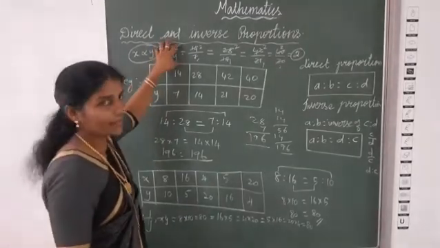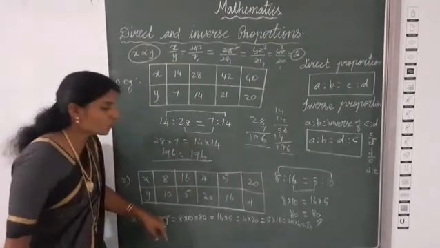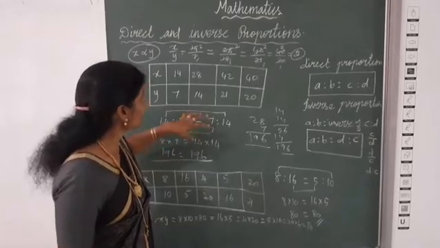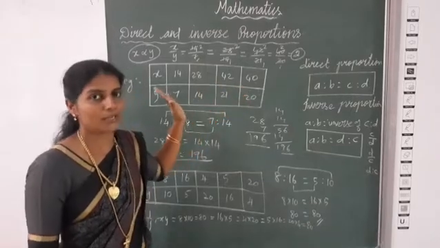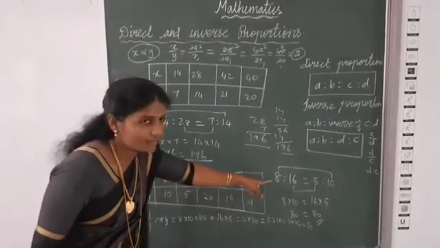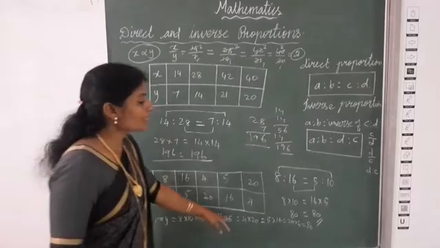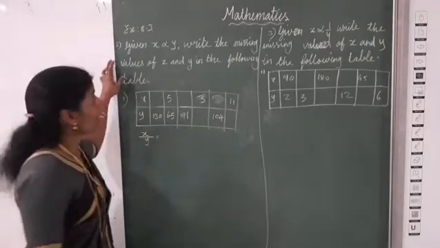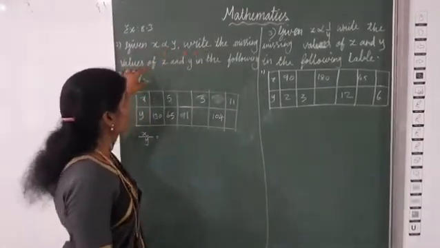That is x by y. We can say x by y, this is direct proportion. Inverse means x into y. This is the first method for direct proportion. This is the second method. How can you identify whether this is direct or inverse proportion? We have two methods. Using that formula, or we can multiply x into y. If all products are the same, that is inverse proportion. Are you clear?